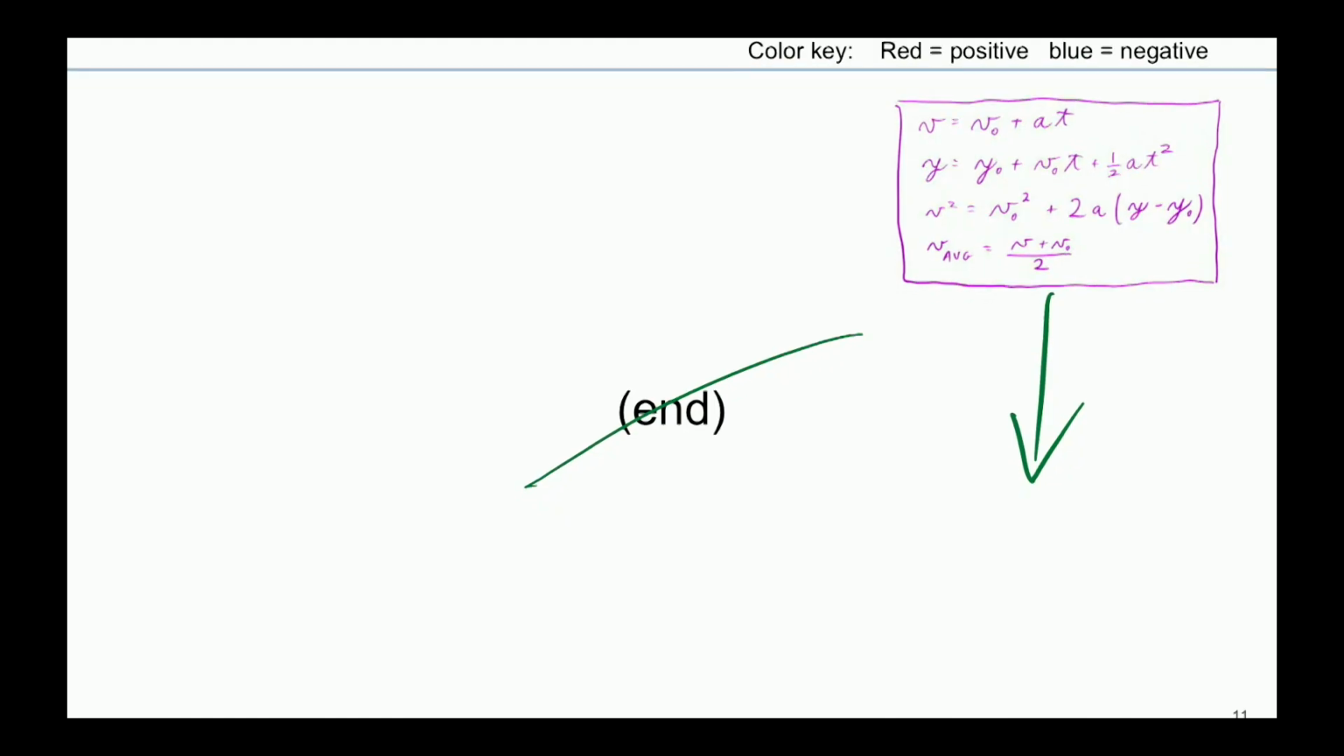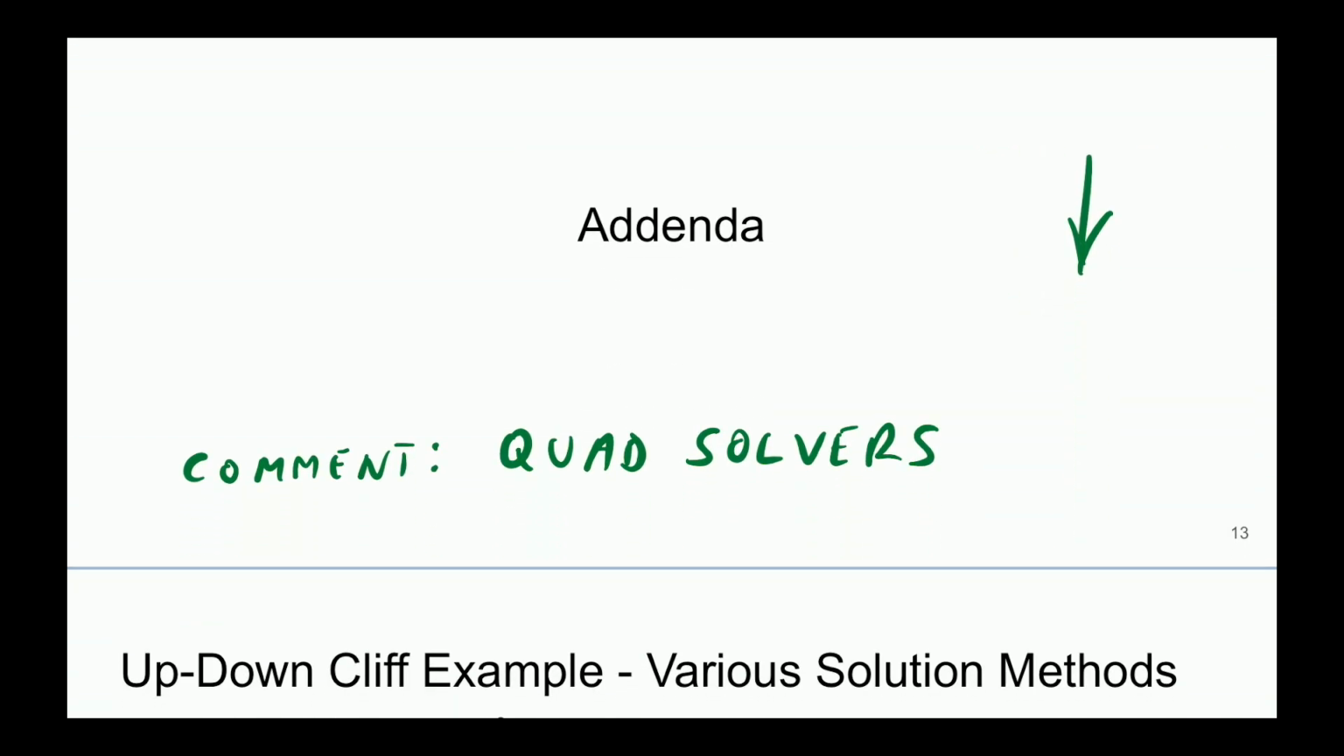Okay, we have a minute left here, so let's go now to talking about how to solve the up-down cliff problem that was presented earlier. I will use a quad solver to calculate the roots of the quadratic equation. Often you're going to have to do this. In your class, you're probably allowed to use a calculator to solve quadratic equations, so you don't have to use the quadratic formula that you learned in algebra and do all those extra calculations.